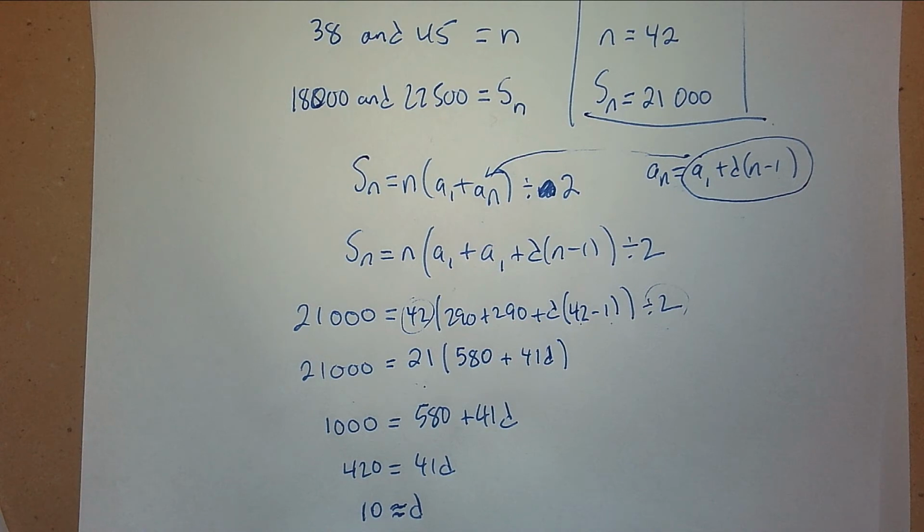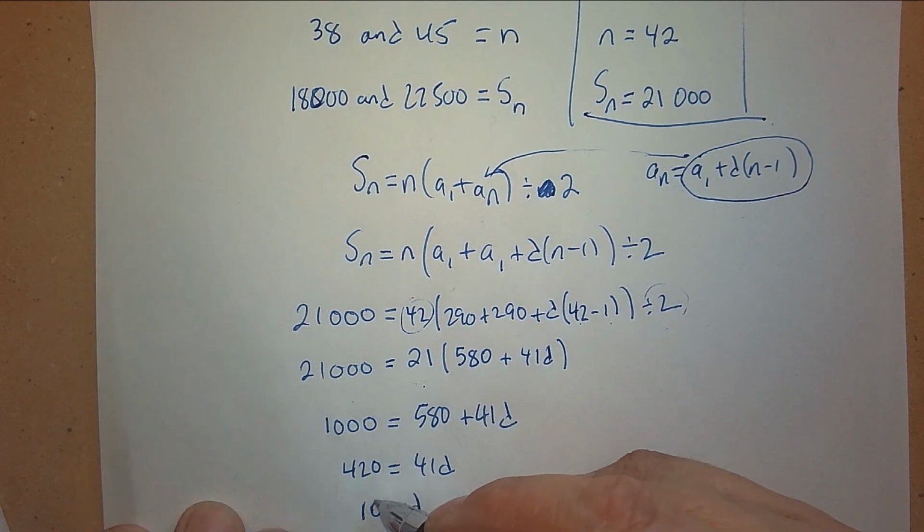That's why my actual number of seats in my arena is not going to be 21,000 when I do the math at the end. I use that as an estimate, but it's actually going to be different because now I know what my D is.